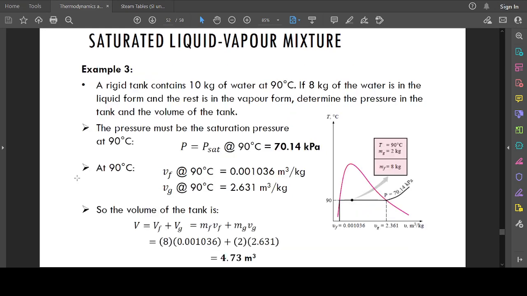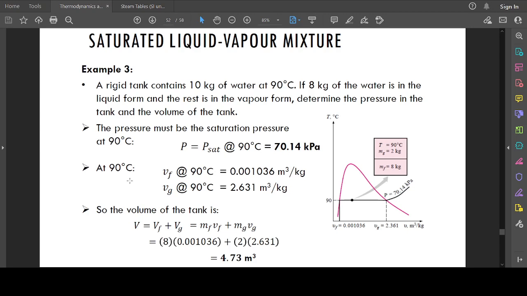Okay, so example: a rigid tank contains 10 kilograms of water at 90 degrees Celsius. If 8 kilograms of water is in the liquid form and the rest is in the vapor form, determine the pressure in the tank and the volume of the tank. The pressure must be the saturation pressure. So at 90 degrees Celsius, what is the corresponding pressure? If we go to the steam table, we find the corresponding pressure at 90 degrees Celsius, and make sure you convert to kilopascals.